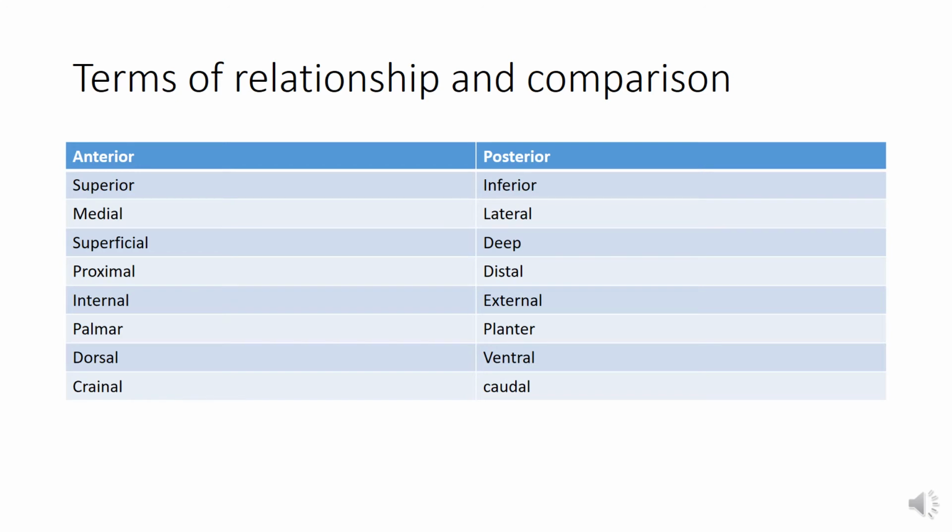Now, terms of position: it is important to keep in mind that these terms are relative, as they describe the location of a structure in relationship to other structures of the body. Now the terms we will study are anterior, posterior, superior, inferior, medial, lateral, superficial, deep, proximal, distal, internal, external, palmar, plantar, dorsal, ventral, cranial, and caudal. So these are the various terms we will study next.